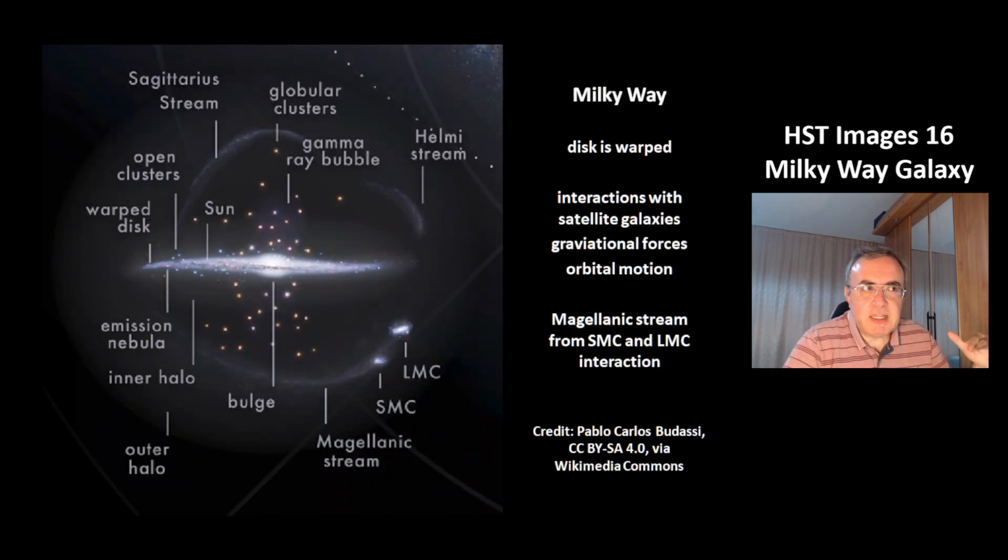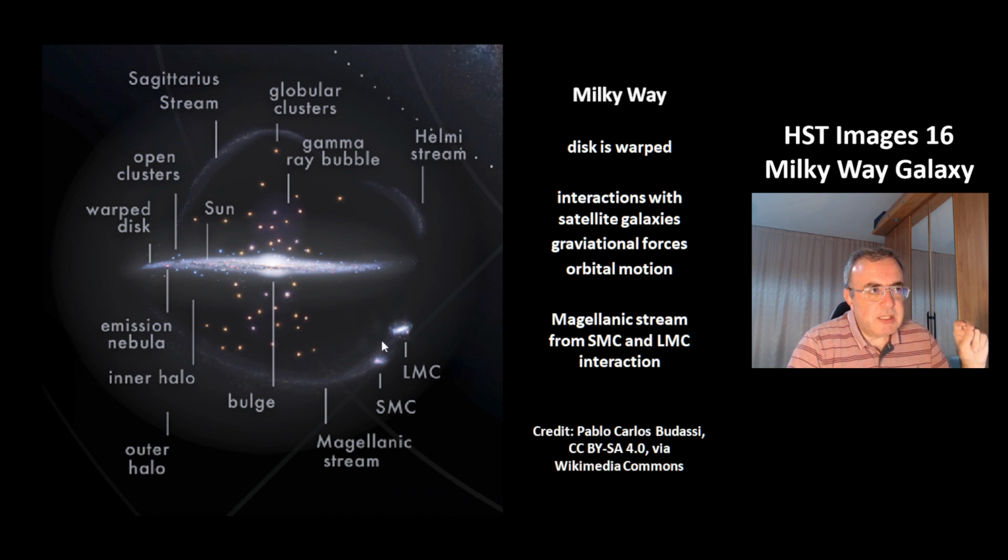This is a picture from the side of the Milky Way. The disk of the Milky Way is not flat, it is warped. And there are several factors that cause this warped disk: interactions with satellite galaxies, gravitational forces, and orbital motion.